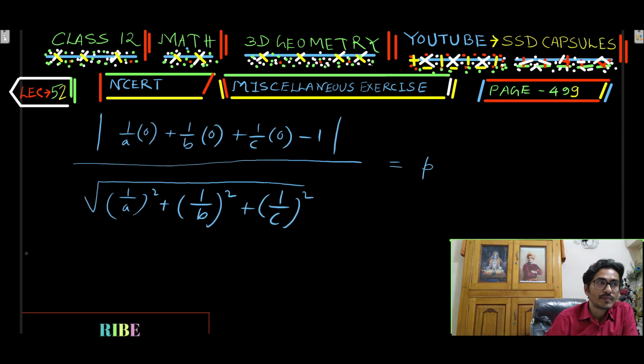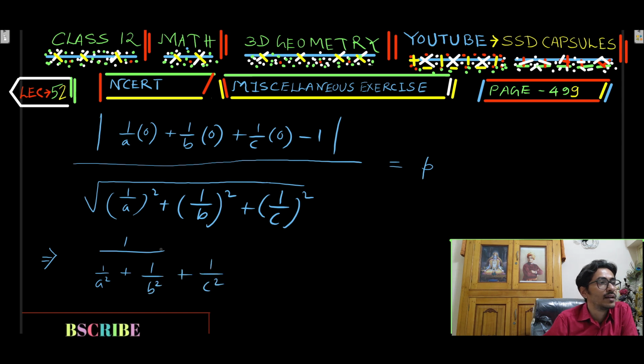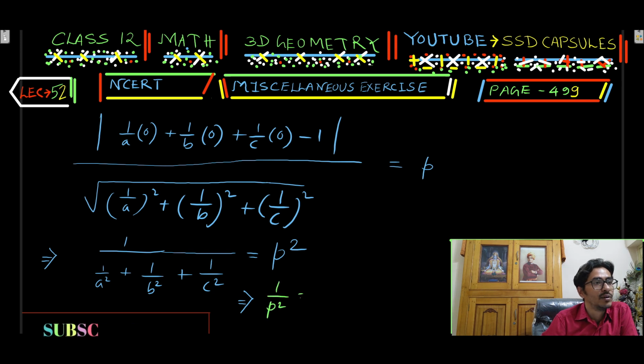So now here if we square the terms of both sides, we have in our hand 1 by a square plus 1 by b square plus 1 by c square equal to 1 by p square. So implies 1 by p square equals 1 by a square plus 1 by b square plus 1 by c square. So proved.